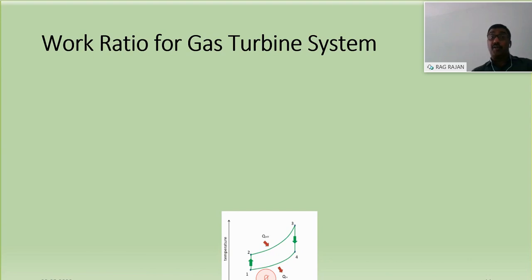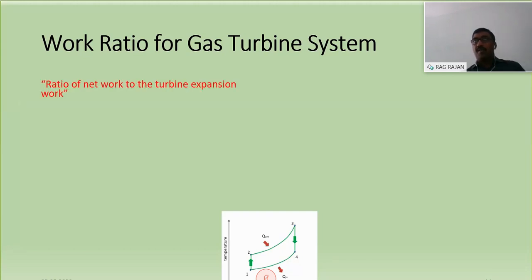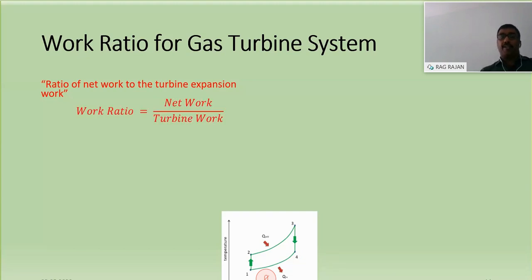Next is the work ratio of a gas turbine system. That is the efficiency; there is another term, that is work ratio. Why are we going for work ratio? Already I have mentioned there are two works inside the system. One is the work done by the turbine, and the other is the work consumed by the compressor. So the net output is work done by the turbine minus work done by the compressor. So next we have a ratio of net work to the turbine expansion work, that is, how much net work you get compared with how much the turbine is producing. So work ratio is equal to net work done divided by turbine work.